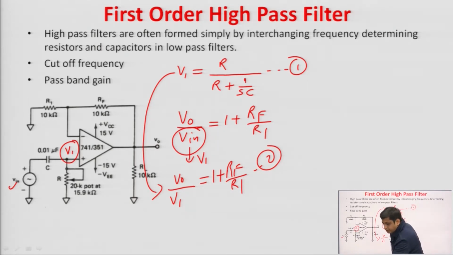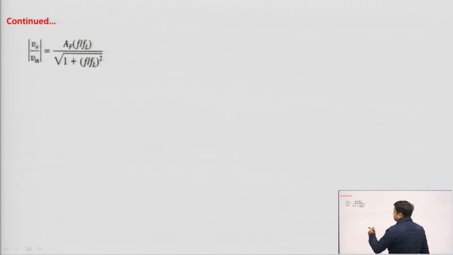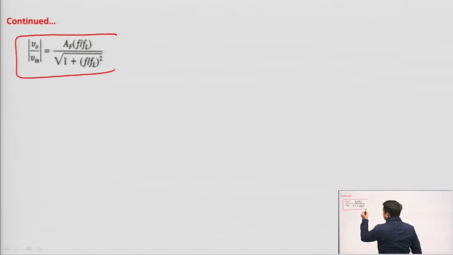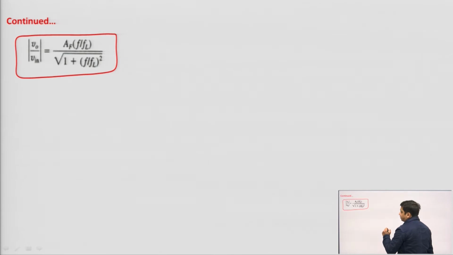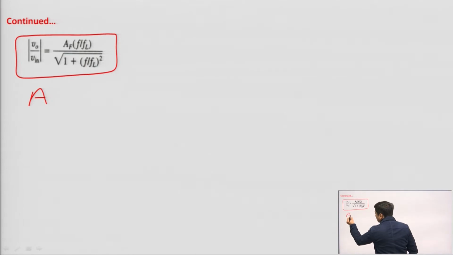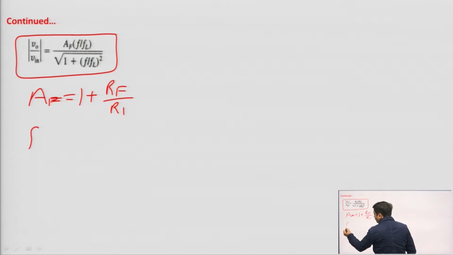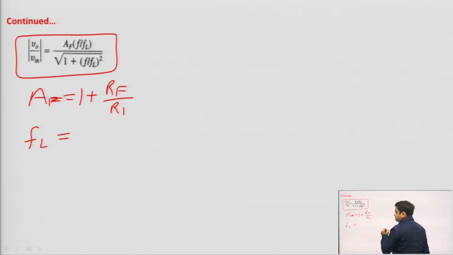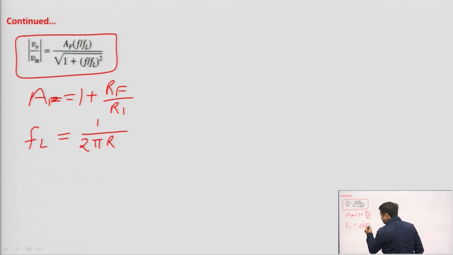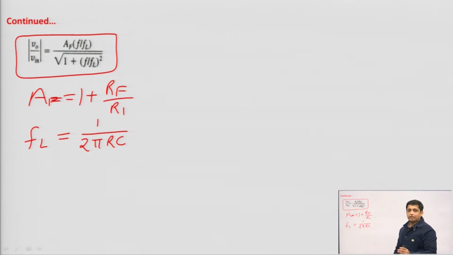After rearranging the terms, what we get? V naught upon V in is equal to AF into F by FL upon under root 1 plus (F by FL) square. What is AF? AF is the pass band gain. It is 1 plus RF upon R 1, and FL is the cutoff frequency, and this cutoff frequency is 1 upon 2 pi RC. These things we had done in the case of low pass filter also.